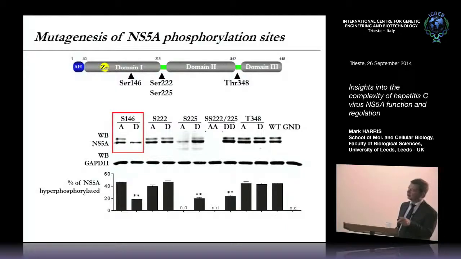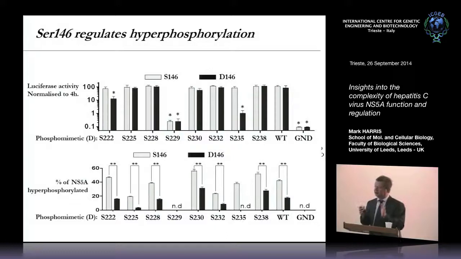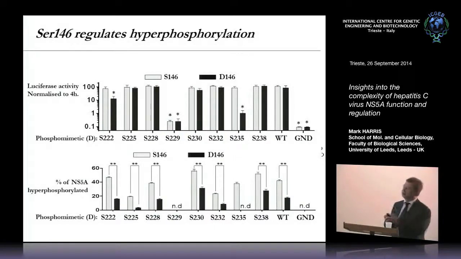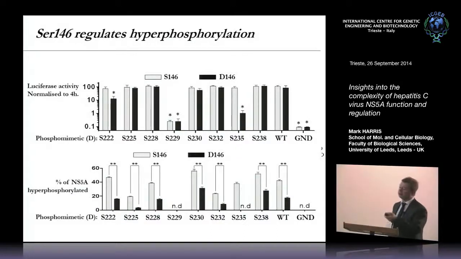So what we think is happening is that when this site is phosphorylated, it's not actually part of the upper band, but it's regulating the production of that hyperphosphorylation. So we think, as I'll show you in a minute, that hyperphosphorylation is occurring within this LCS1. Okay, so serine 146 regulates hyperphosphorylation, and I'm not going to take you through all this data, but just to highlight that when we make phosphomimetic mutants in a whole range of different residues within that region in the middle, in the LCS1, in each case when we combine those with the serine 146D, we lose hyperphosphorylation. You can see these losses here, which are where we're mutating that serine 146 to a D146. So serine 146, when it's phosphorylated, is negatively regulating hyperphosphorylation. And we'll come back to that a bit later. And this was a novel finding.